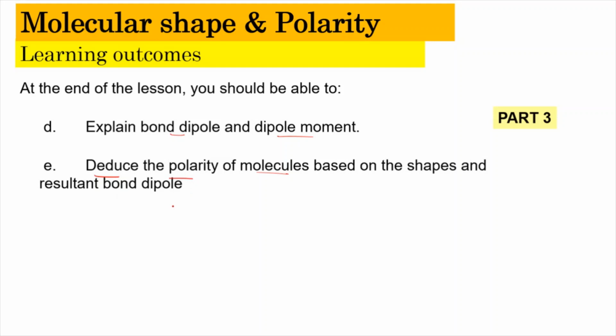So if we have our dipole moment mu equal to 0, then we're going to have a non-polar molecule. If we have our dipole moment not equal to 0, then we have a polar molecule. So we're going to learn about this concept in this video, which is part 3. So without any further ado, let us start.